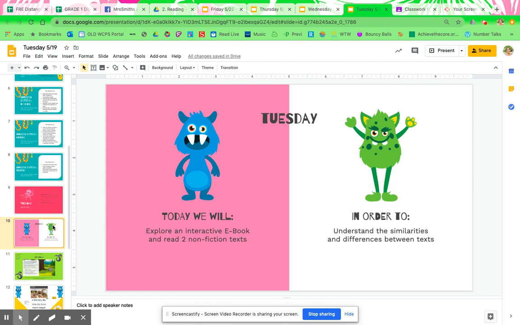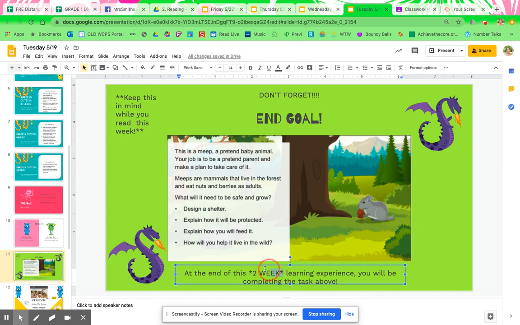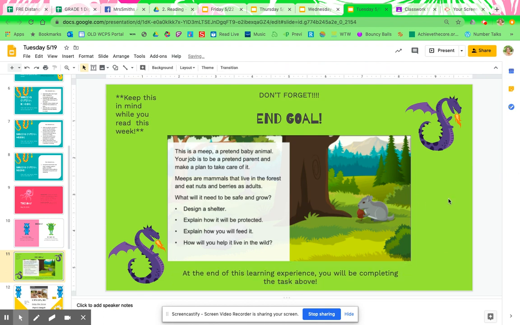Today, we will explore an interactive ebook and read two nonfiction texts in order to understand the similarities and differences between texts. Don't forget your end goal. Spoiler alert, this is actually happening tomorrow. I forgot to delete this. So there you go. So this is starting tomorrow, so don't forget about it because you are going to be doing it starting tomorrow.